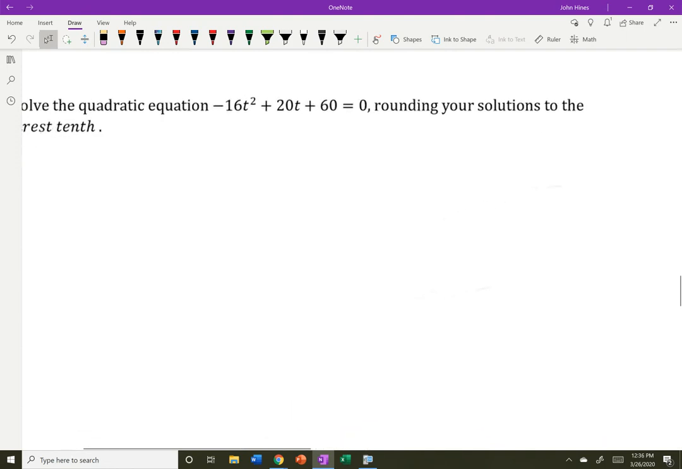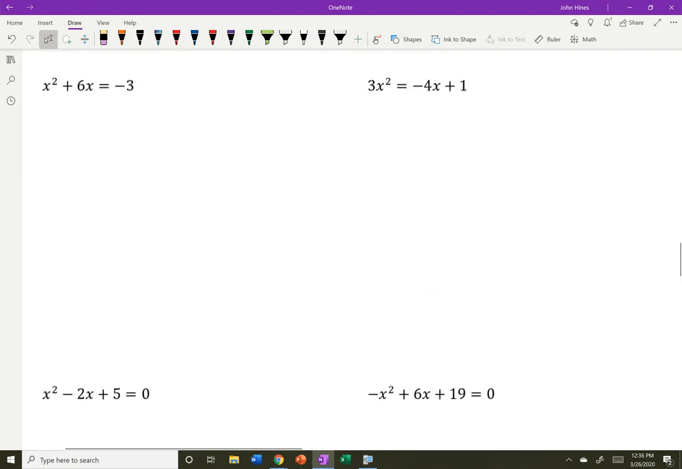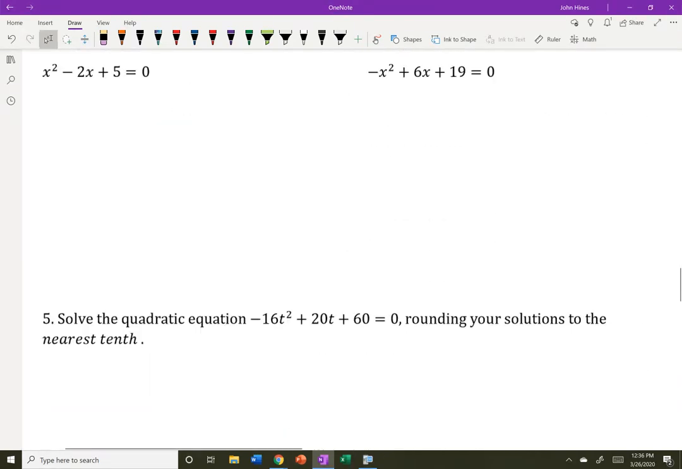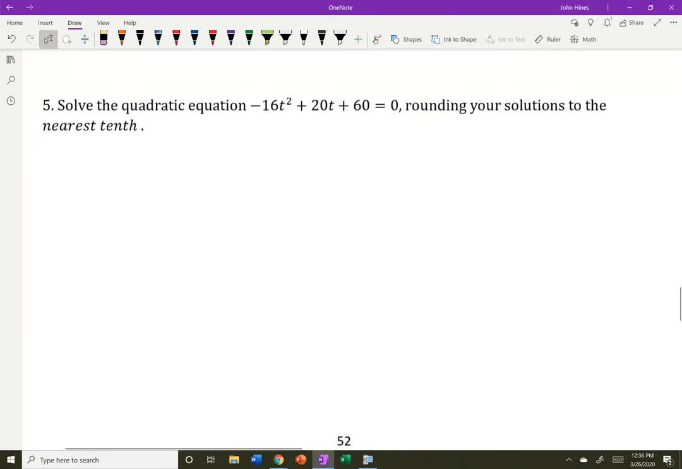I'm going to jump to 5 because I want to show you how to use your calculator. But other than that, these problems here are just using the quadratic formula and practicing cleaning them up. So I'll post answers to those. I'm not going to spend time in the video doing that for you. So let's jump to number 5.